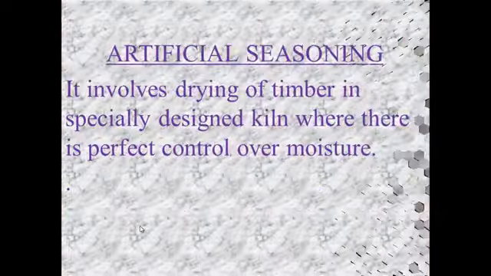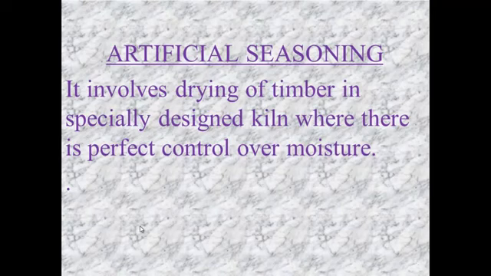We have another method of seasoning, that is artificial seasoning, also called kiln seasoning. It involves the drying of timber in a specially designed kiln where there is perfect control over temperature. By this method, the moisture content can be reduced to a minimum of 6%.